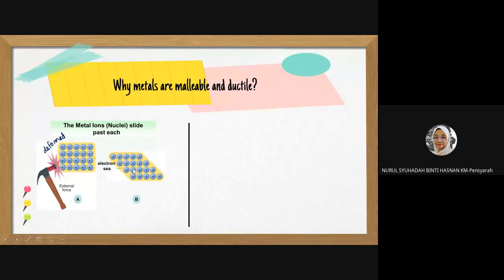Okay, tapi dia tak pecah. Sebab apa dia tak pecah? Due to the attraction of the nucleus and the electron sea. Okay, dia takkan pecah, dia just bentuk baru saja. Okay, sebab tu kita kata dia adalah malleable.